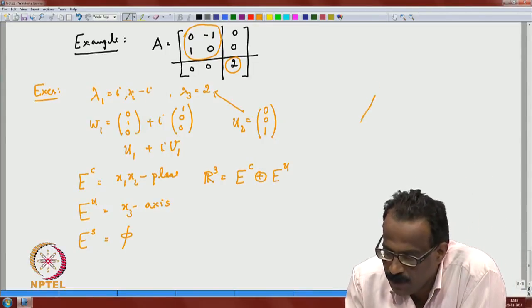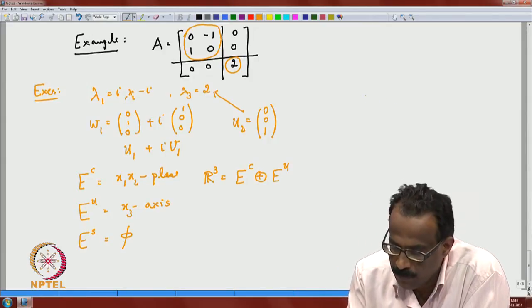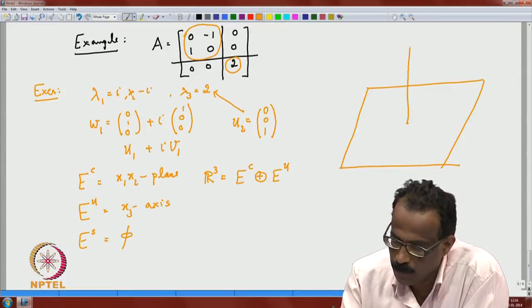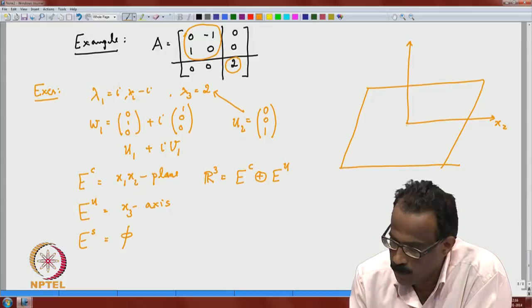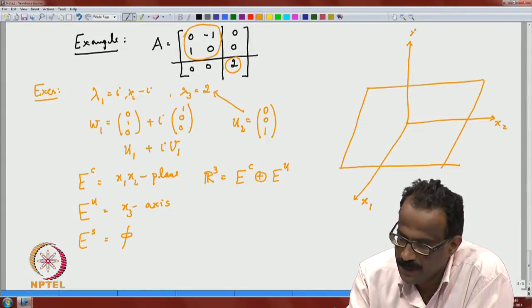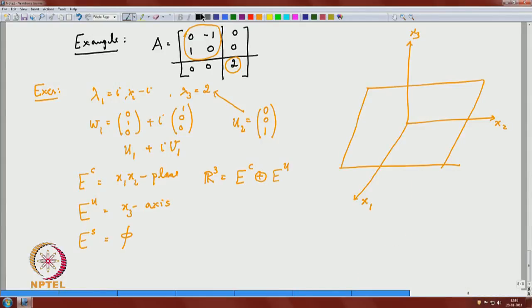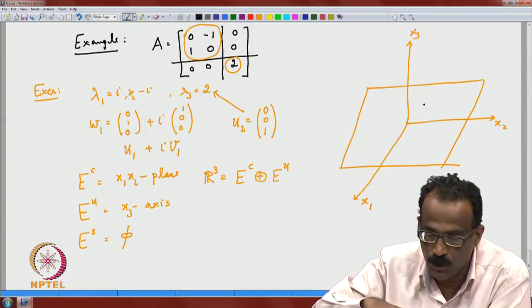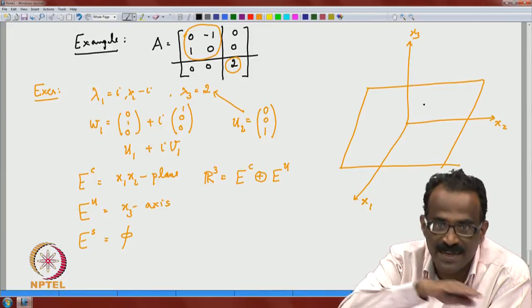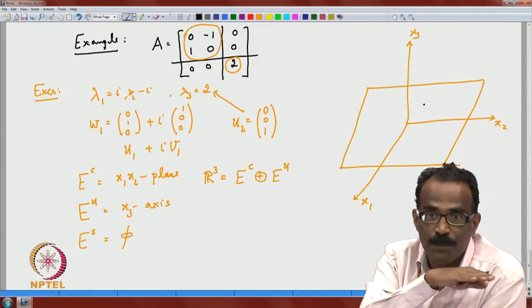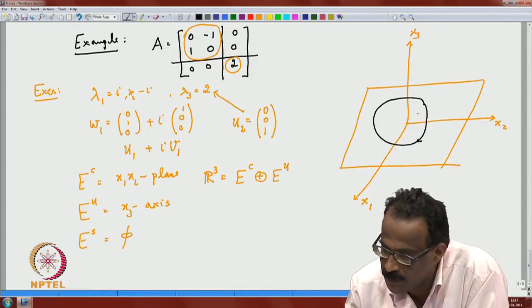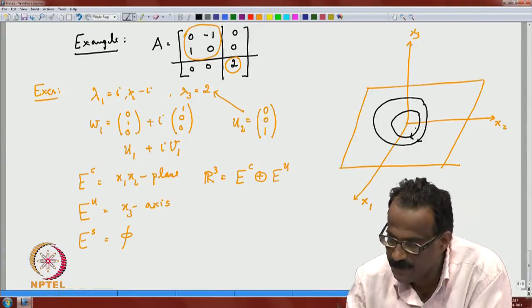If you want to see a plot of this graph, this is your x1 axis, and this is your x3, and x3 is a decoupled part. Whenever you start a solution with initial values in the x1, x2 plane, since x3 is decoupled, it will remain in the x1, x2 plane itself. In that plane the real part of the eigenvalue is 0, so it will remain like a center, and the solution will be a circle. If you start from here, it will be like this, in the x1, x2 plane.